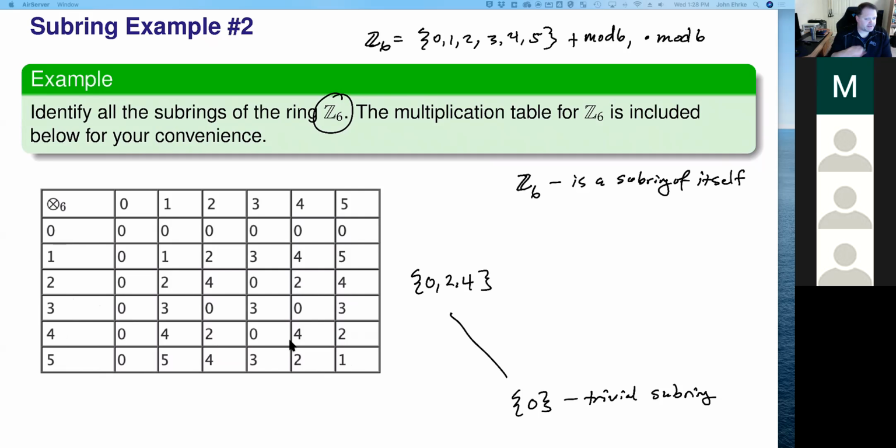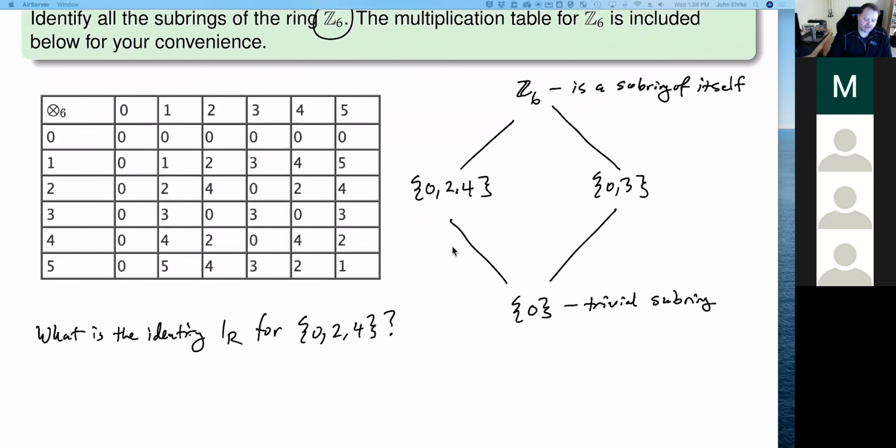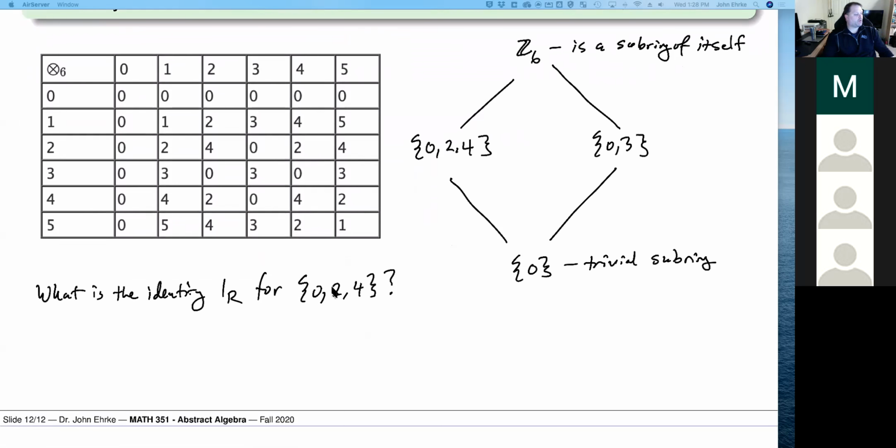And I'm going to draw a lattice of the subrings here. 0, 2, and 4 do indeed form a subring. The other one that's pretty obvious to look at is 0 and 3. 0 and 3 also forms a subring. So this is a subring of order 2, and a subring of order 3. Now, what's interesting to talk about here is what is the identity, 1R, the multiplicative identity, for the subring 0, 2, 4. I want y'all to look at that and tell me, does 0, 2, 4 have an identity?